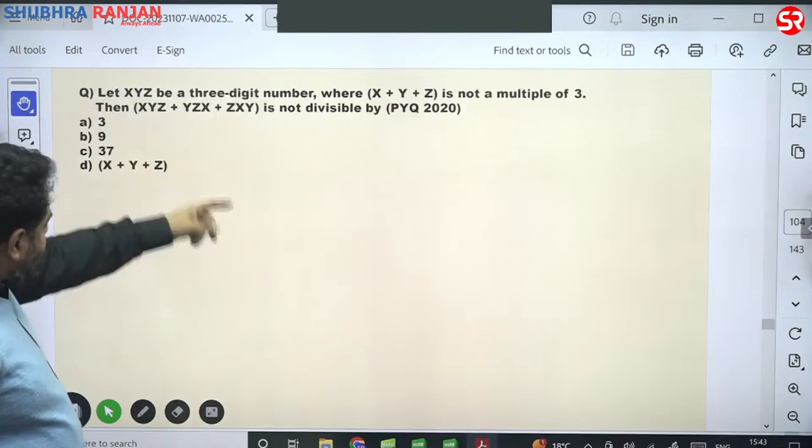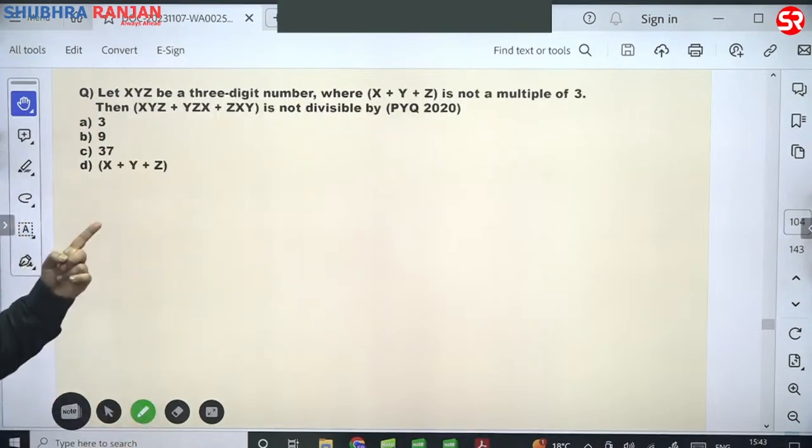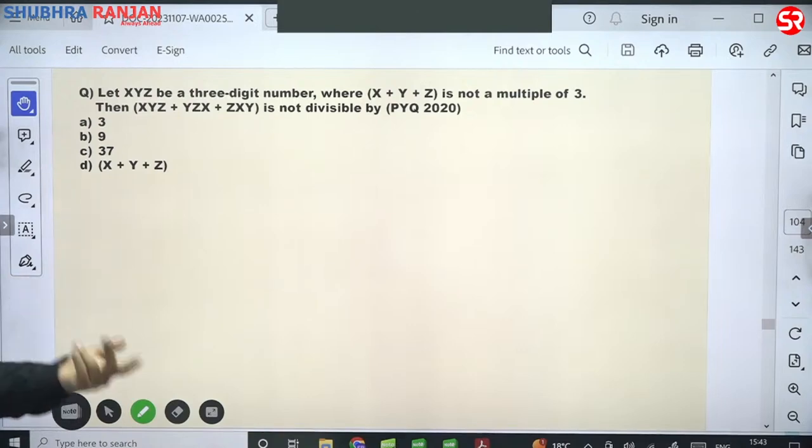But we are to see this question. 2020. Do it. Come on. Let x, y, z be a 3-digit number where x plus y plus z is not a multiple of 3. Then xyz plus yzx plus zyx is not divisible by, options are given to you. Is not divisible by.